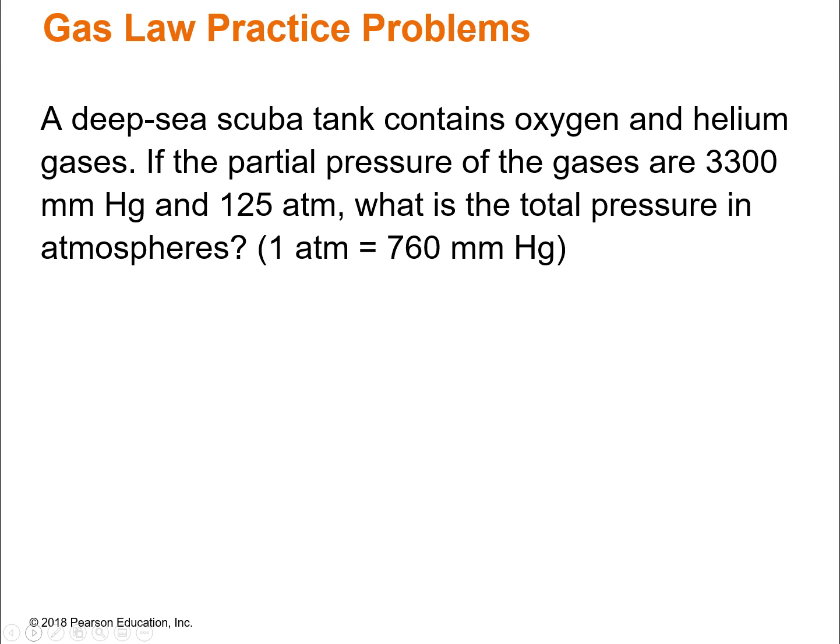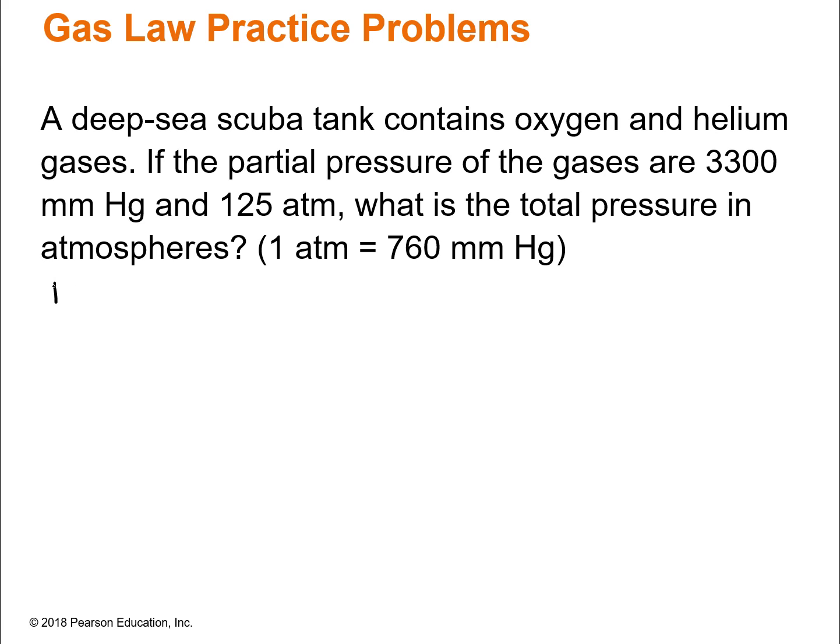All right. So we've got a deep sea scuba tank that has oxygen and helium gas. If the partial pressure of the gases are 3,300 millimeters of mercury and 125 atmospheres, what is the total pressure in atmospheres? So we've got 2 partial pressures. One's in millimeters of mercury, one is in atmospheres, and we need to find the total pressure.